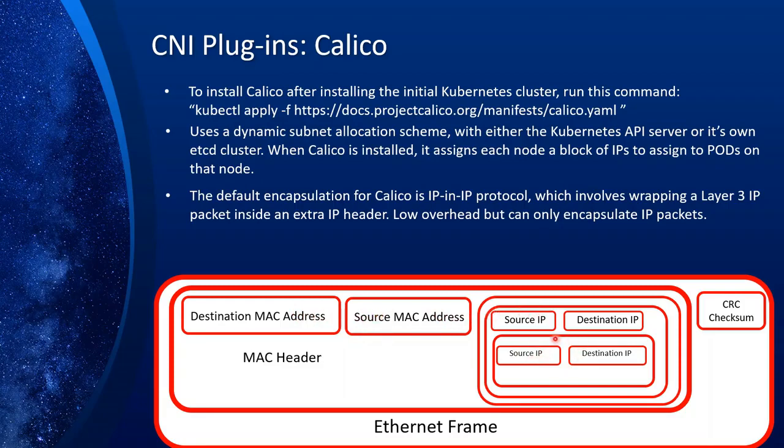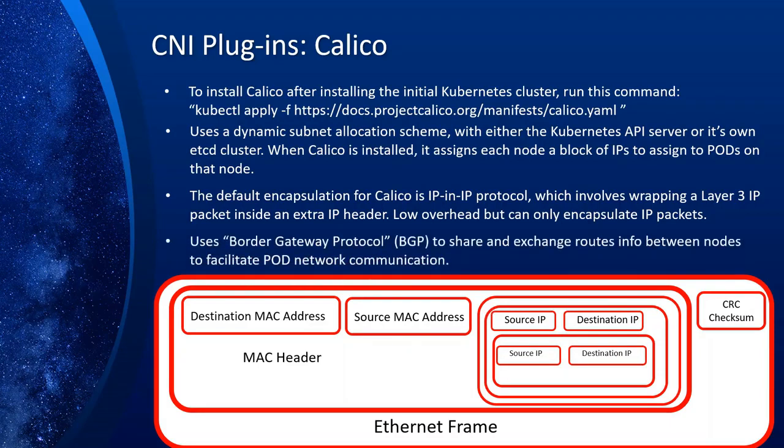And then once this frame gets to the destination server, it unpacks it, and then it knows to which pod it needs to be sending it. So it kind of hides this information, piggybacks it inside another IP header. And finally, Calico uses Border Gateway Protocol, or BGP, to share and exchange route info between nodes. And that's how it facilitates pod network communication.